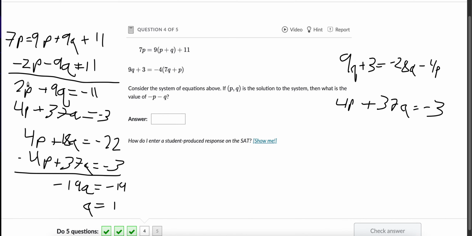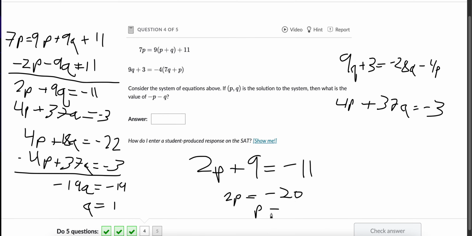So let's try this one: 2p plus 9q equals negative 11. So we have 2p plus 9, because q is 1, equals negative 11. If we subtract 9 on both sides, we get 2p equals negative 20, and then p equals negative 10.